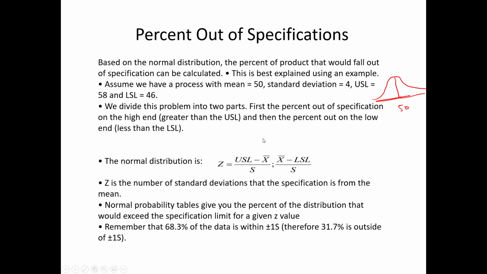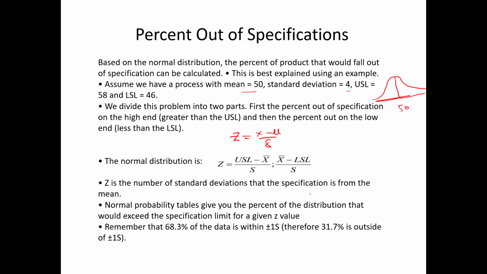So you people know the standard normal distribution. The standard normal distribution is Z equals x minus mu divided by sigma. So this is the general standard normal distribution. Now we want to calculate the area outside the specification limit. So the formulation will be upper specification limit minus mean. They already mentioned this mean, and the standard deviation is 4, and this is the upper specification limit.